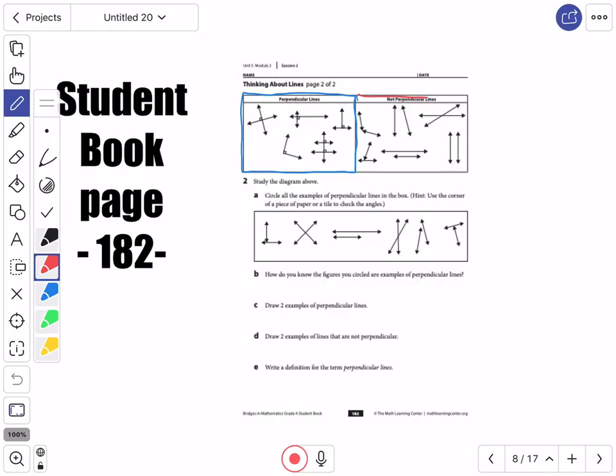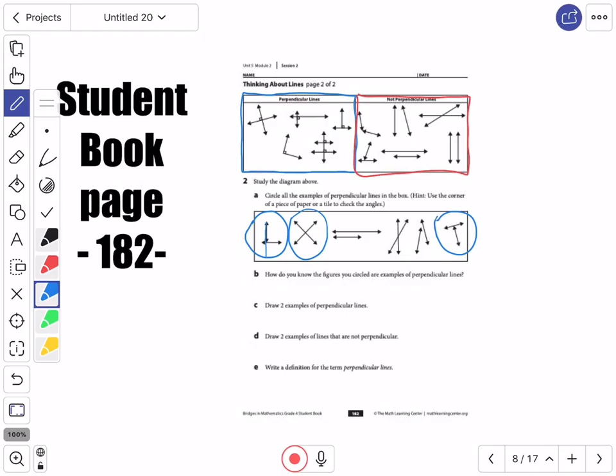Okay, student book, page 182. Now we're going to be thinking about lines again, and you'll see that we have perpendicular lines on one side, and then we have lines that are not perpendicular on the other side. Okay, so I want you to study the diagram just like you did before. And the first thing says to circle all examples of perpendicular lines in the box. All right, well, these ones are perpendicular because I know that when this line crosses over this one, it's going to form a right angle.